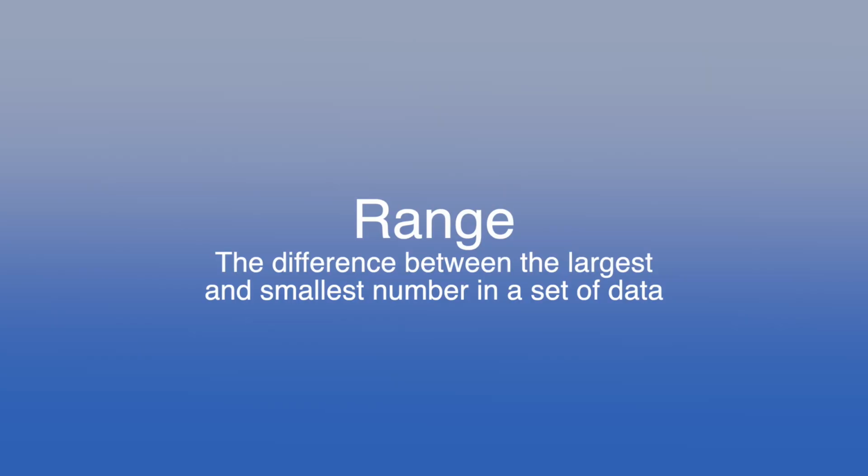Now the next one I want to talk about is the range. The definition of range is the difference between the largest and smallest number. If you put these numbers in order, it makes it very easy to do. Simply take your largest number and your smallest number and find the difference. In this particular example that we have up here on the screen, my largest number is 7 and my smallest number is 1. 7 minus 1 is 6, therefore 6 would be the range of this set of numbers.